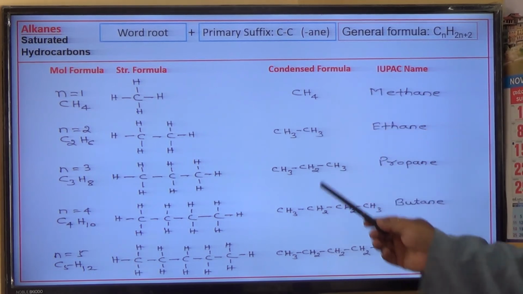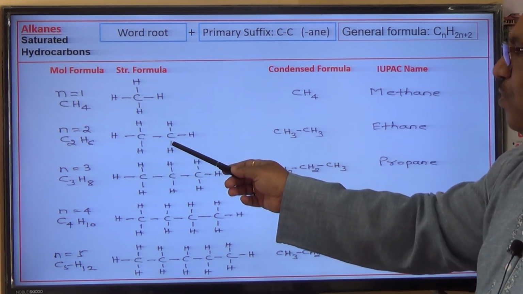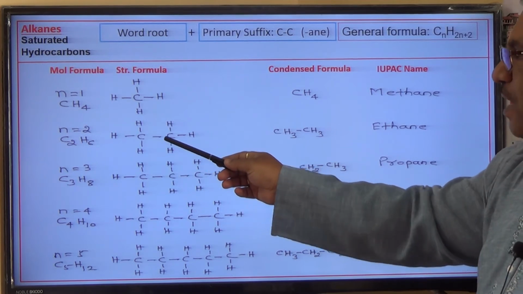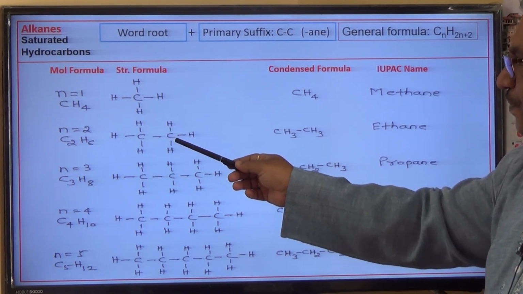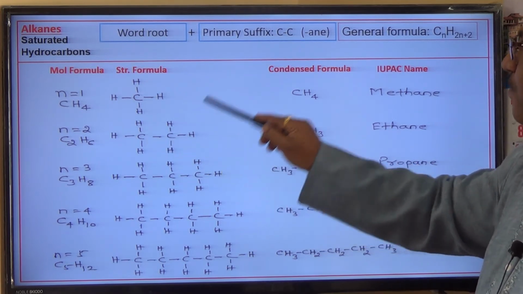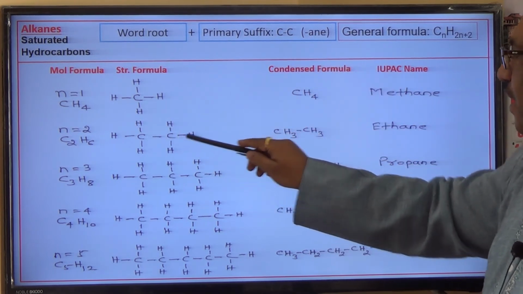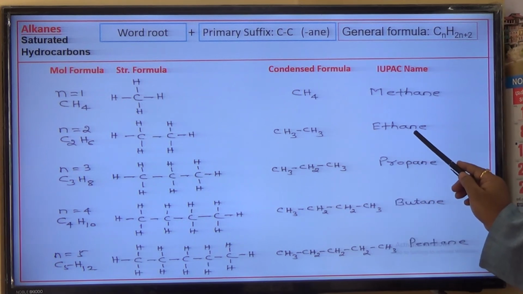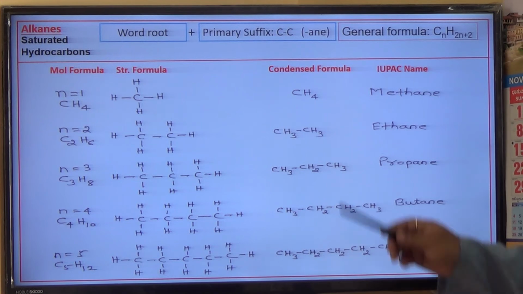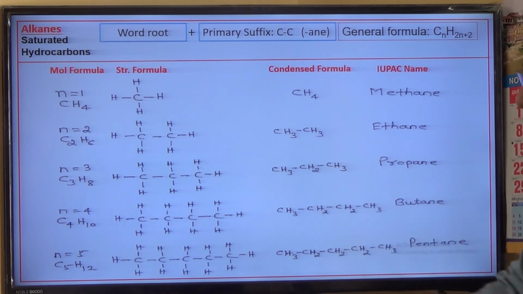What is the IUPAC name? How many carbon atoms are there in this? 2 carbon atoms. Therefore the root word is eth. And what is the bond linkage between carbon atoms? Single bond. Therefore the primary suffix is ane. So eth-ane, ethane. I hope you are able to understand this. So let me try to write this formula on the board once again for your understanding.